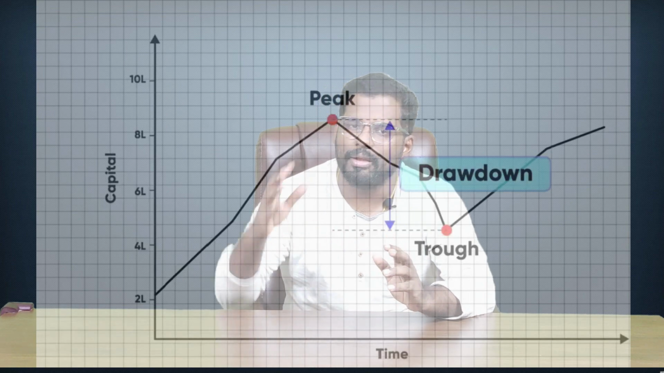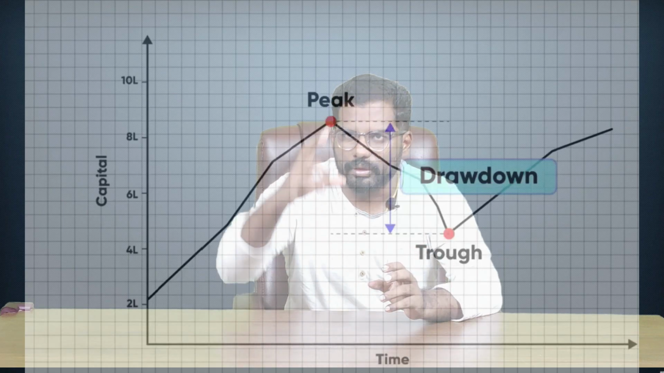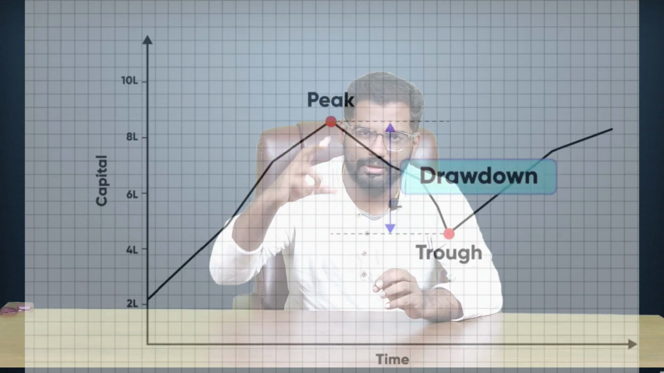This particular drawdown is faced by all traders without any exception. But what is important is the percentage of drawdown, the percentage of the difference between these 2 points. If it is within 10 to 20%, it's extremely normal. All traders will have to undergo this phase at some point of their trading career. But what is not acceptable is any drawdown more than this.